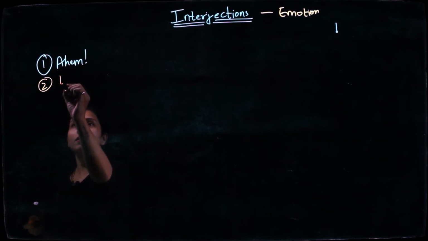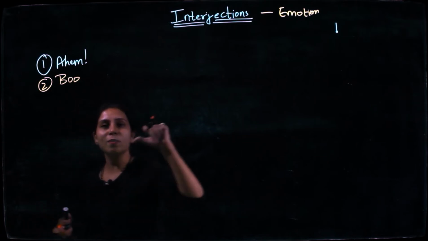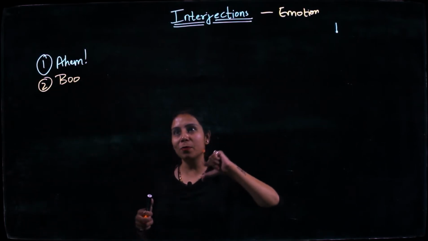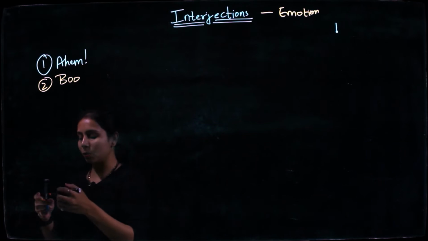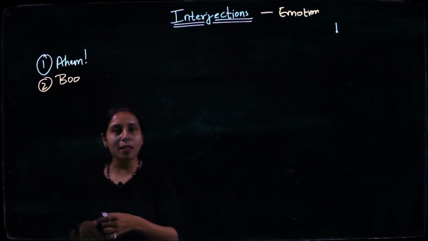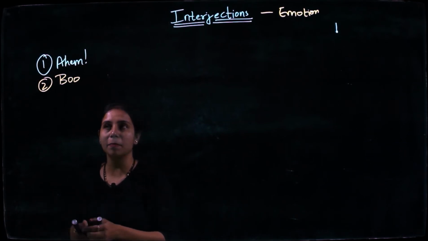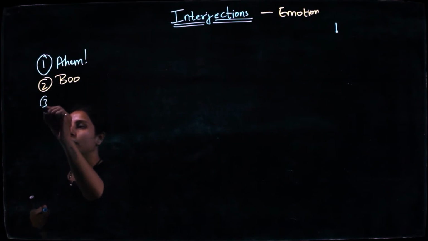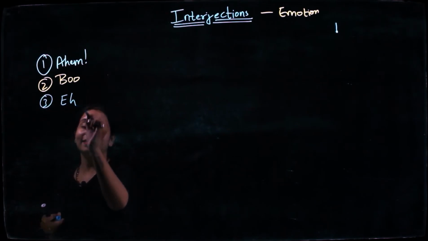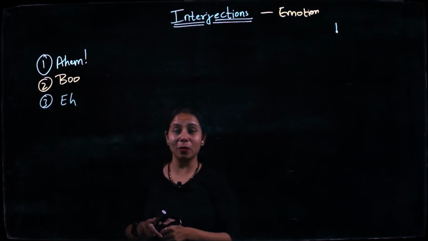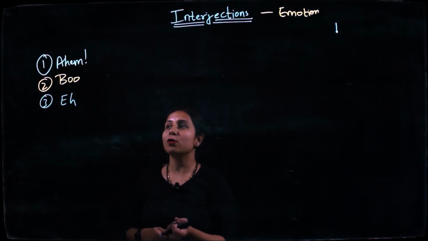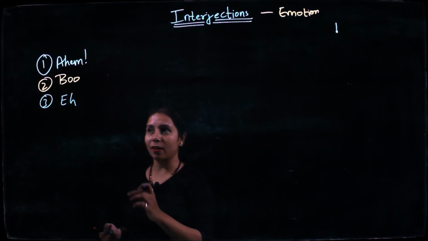The other one is boo. When we don't agree with somebody, we use the boo interjection. It just delivers our emotion that we are not agreeing with somebody. All right. The third one is eeh. When you don't like something, it is very disgusting in nature, so you use eeh.